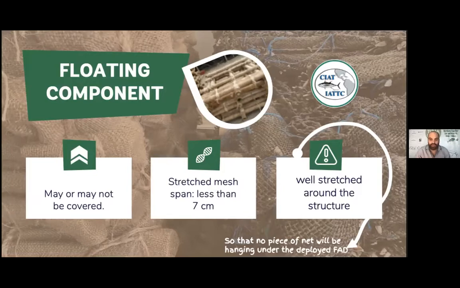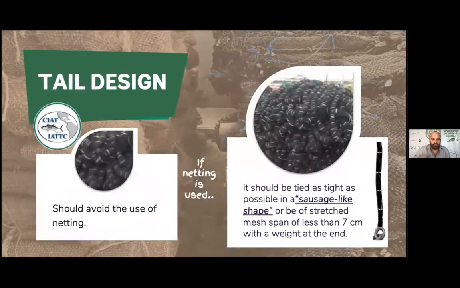The characteristics that we can tell you about this non-entangling part are that if the floating component has coverage, if it's mesh, it should be stretching mesh with less than 7 centimeters and it needs to be well stretched throughout the structure of the floating part of the FAD so that there is nothing hanging there. Another important part in the tail design is that we need to prevent the usage of net, and if it is used, it needs to be as tight as possible in a sausage-like shape, just as you see here in the pictures in this slide.